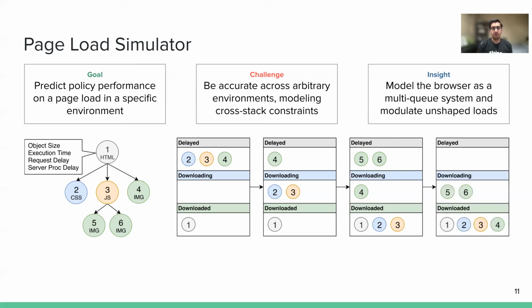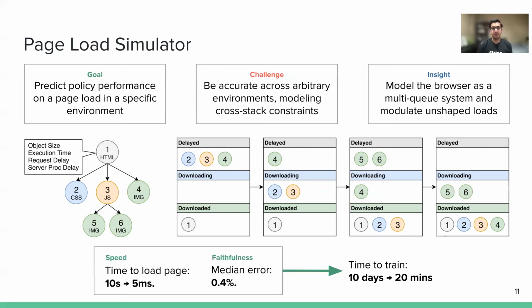Based on the page profile, we'll simulate the execution delay and start downloading the last two images. And at this point, we've run through the process of loading the page and can construct the final page load time. Simulating page loads works pretty well, speeding up the time it takes to evaluate a push policy by over 3 orders of magnitude, while maintaining a low median error rate of 0.4%. Now, the New York Times page that would have taken 10 days to train takes just 20 minutes.